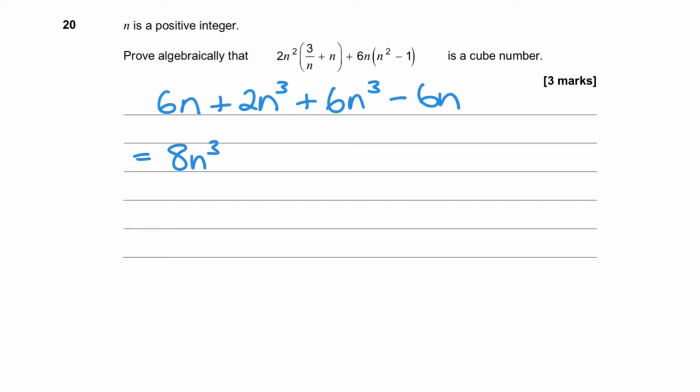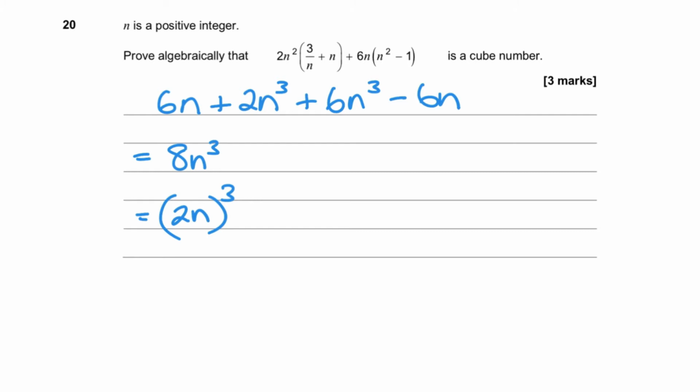So now we've multiplied out the brackets, we need to think how we're going to get it in the form of a cubed number. So we've got n cubed, so that's a good start, but we need to think about the 8 in front of it. So we know that 8 is equal to 2 cubed, so we're going to rewrite this expression as 2n, all in brackets, all cubed.